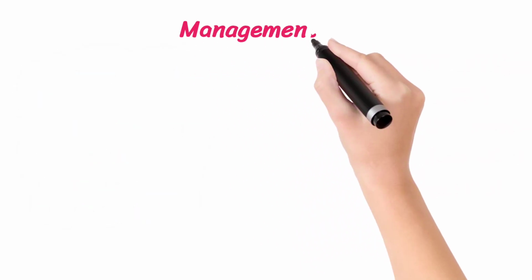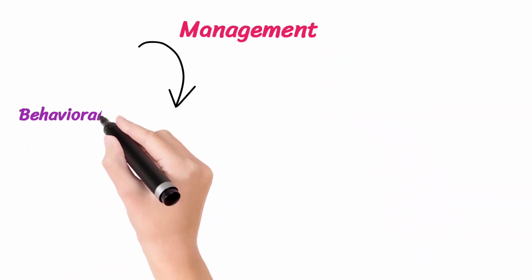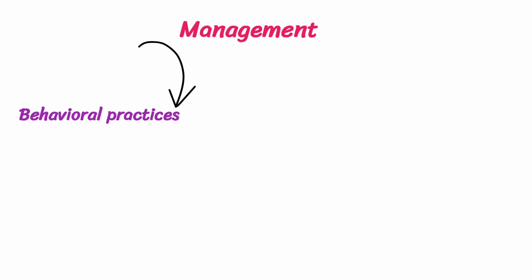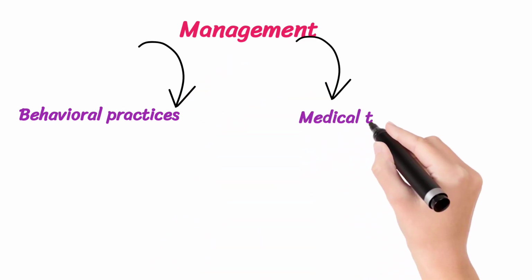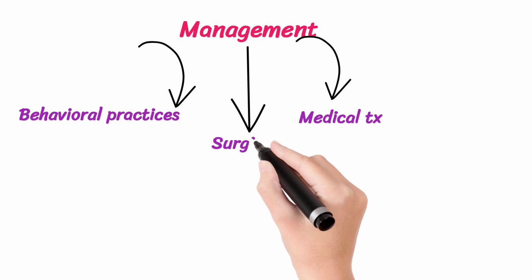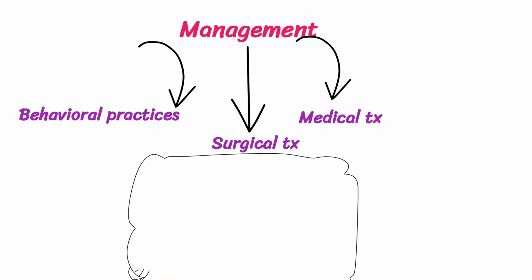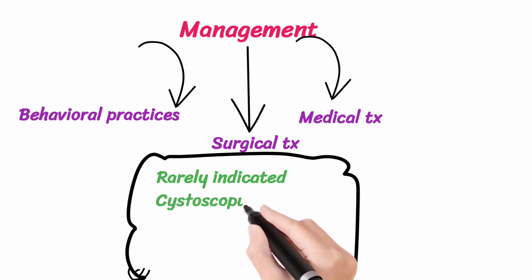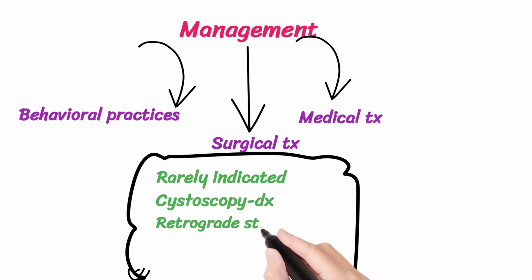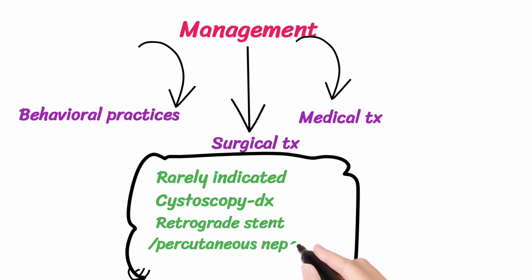Management, you have behavioral practices, surgical treatment, and medical treatment. Behavioral practices, these are most commonly the hygienic practices. That is, we make sure the genital area is clean. So surgical treatment, these are rarely indicated. This includes cystoscopy, which is used for diagnosis, and retrograde or percutaneous nephrostomy tube. This is when you have upper UTI, mostly to relieve obstruction.